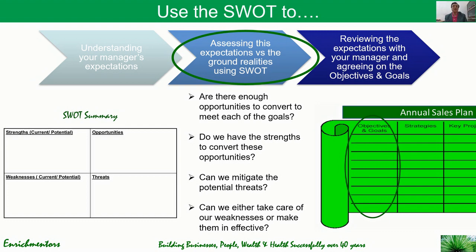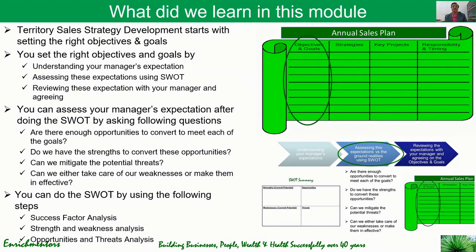So what did we learn in this module? As you see on your screen, the territory sales strategy development process starts with setting up the right objectives and goals. That's the first step, and then there are 3 other steps. Setting the right goals and objectives is very important. You can set them by going back to your manager and understanding his or her expectations, assessing those expectations using SWOT.